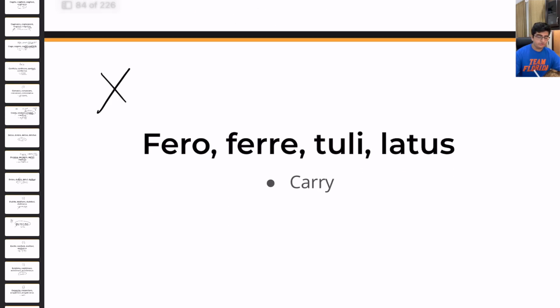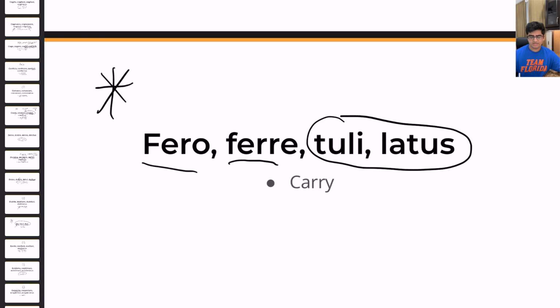Then another important verb, really important, just like eo, is fero, ferre, tuli, latus. Again, there is no pattern here. It is all just you need to understand and memorize these parts. Fero, ferre, tuli, latus. Again, when you conjugate this verb, it follows the same rules, but remember it's kind of irregular. And this verb means carry.